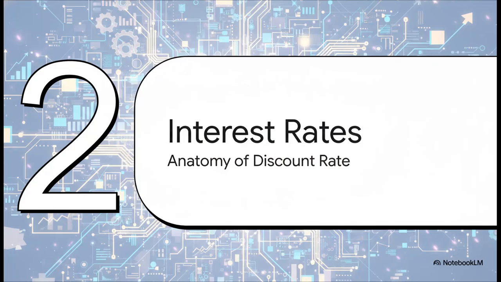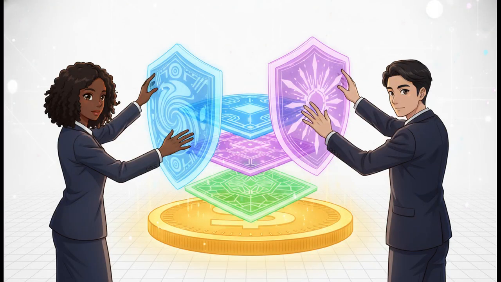That brings us perfectly to Section 2, the anatomy of interest rates. Now, what's really interesting here is that this discount rate isn't just some made-up number we pull out of thin air. Think of building an interest rate like building a highly customized insurance policy. When you commit your capital, you're taking on multiple layers of risk. So as an analyst, you literally stack distinct risk premiums on top of a baseline risk-free rate just to compensate yourself for those specific hazards.